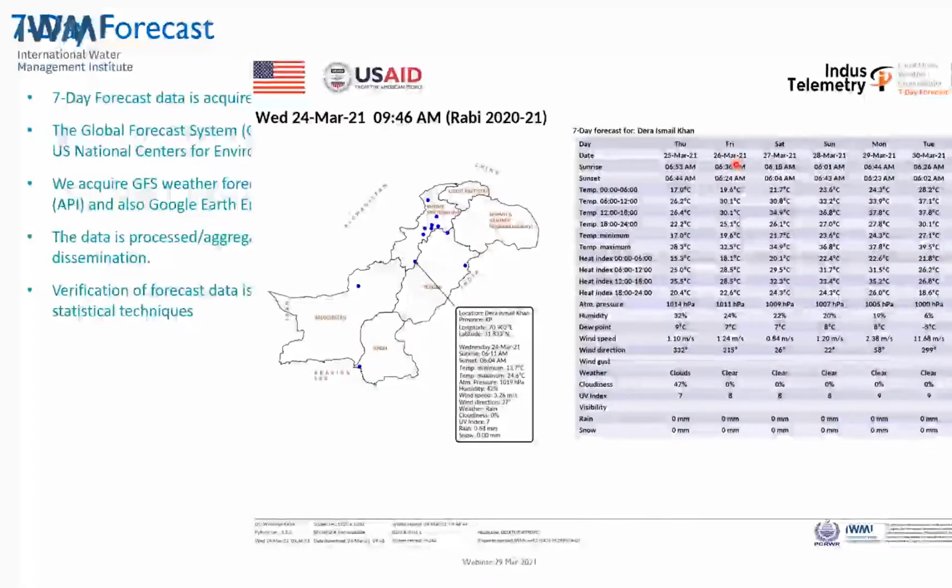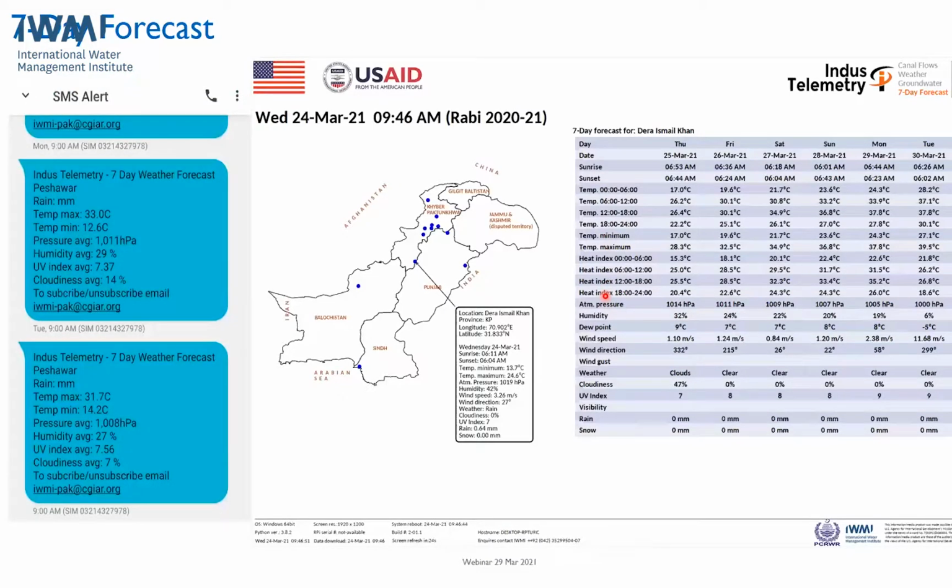This is a display screen, which shows the data for some large cities in Pakistan. But the beauty is that this data can be aggregated at different scales, like the city scale, the district boundaries, the tehsil boundaries, and even for the farm data. And you can see on this table that there's a variety of weather parameter forecasts, and we also send SMS to our subscribers that contains the weather forecast information.